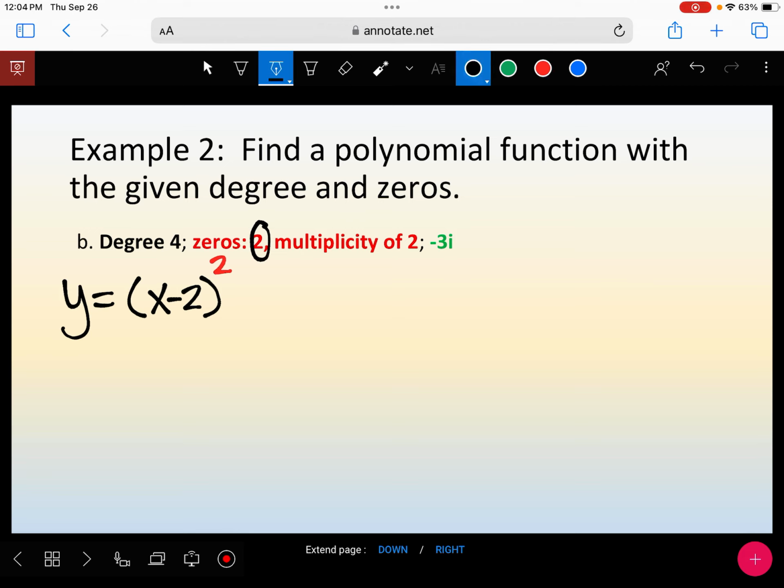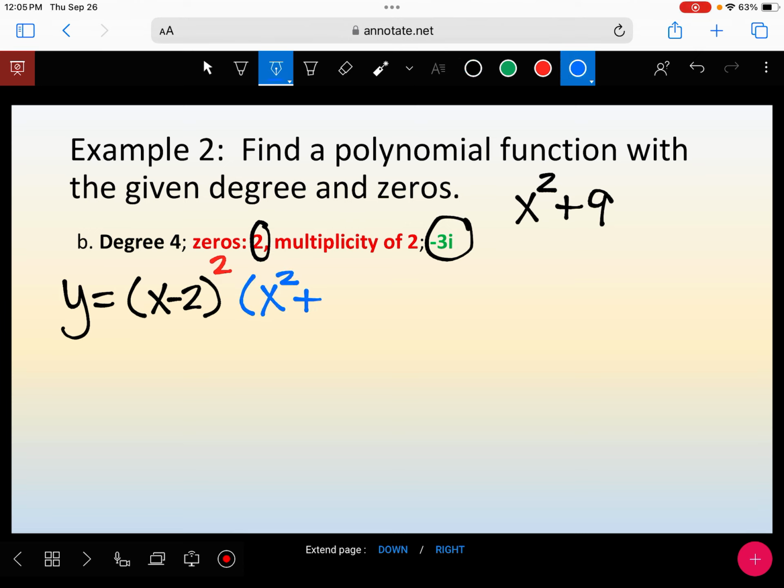All right, what's going to be the factor? It's going to be x squared plus something. X squared plus what gives you a solution of negative 3i? 9. X squared plus 9. If you solve that, your solutions would be plus and minus 3i. So we need to take that and multiply it by x squared plus 9.